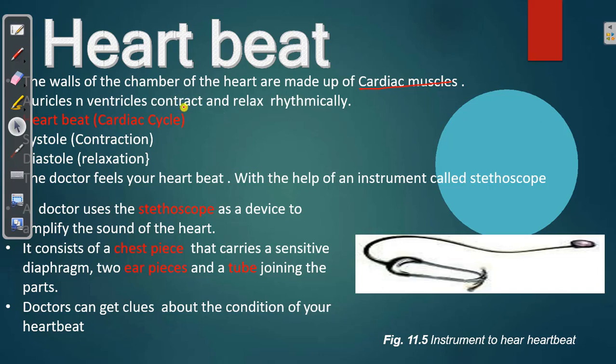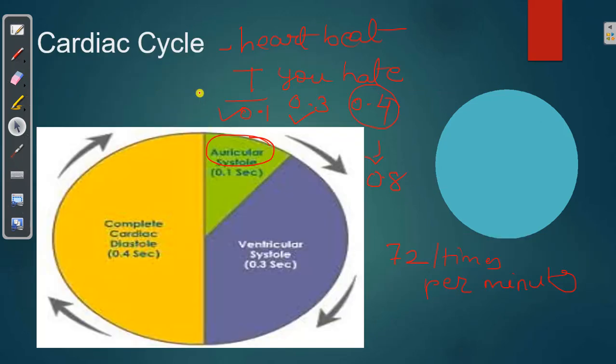This contraction of the heart is said to be systole, whereas relaxation of the heart is said to be diastole. Contraction of the heart is systole. Contracting means getting smaller in size, and relaxing means coming back to the original size. So contraction is basically systole, whereas relaxation is diastole. One heartbeat is said to be one cardiac cycle.